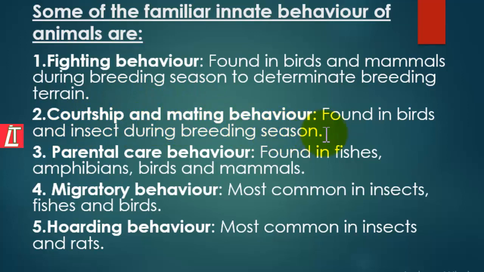Courtship and mating behavior, found in birds and insects during breeding season. Parental care behavior, found in fishes, amphibians, birds, and mammals. Migratory behavior, most common in insects, fishes, and birds. Hoarding behavior, most common in insects and rats.